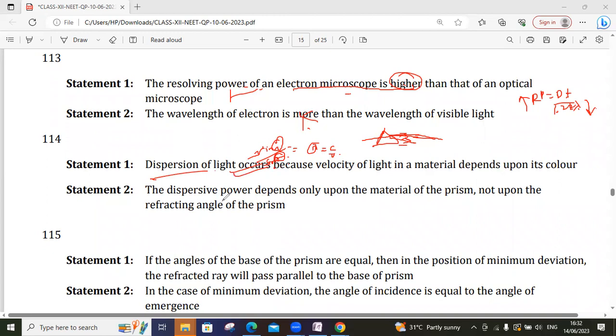The dispersive power depends only upon the material of the prism, not upon the refracting angle of the prism. Yes, correct. Whatever refracting angle you take, dispersion is not dependent on that. So both are true actually, but this is not the correct explanation for this. Correct.